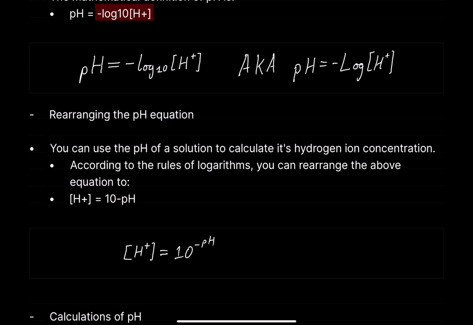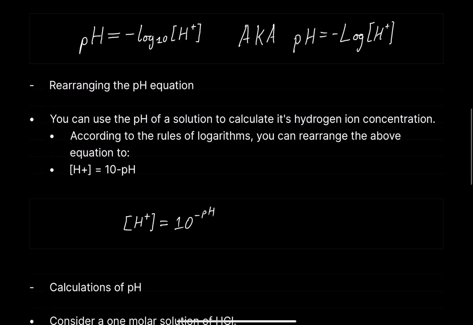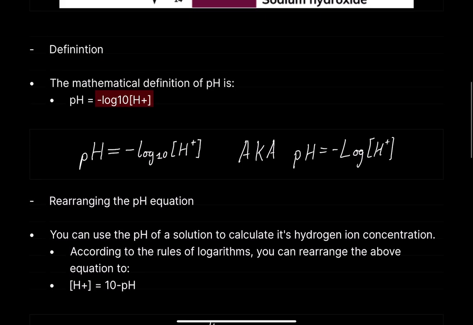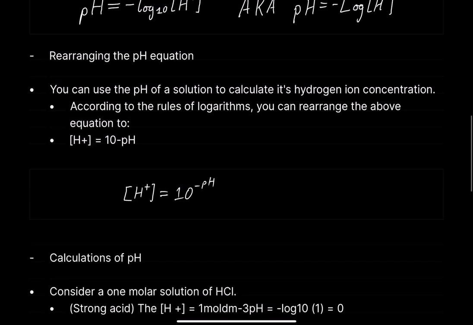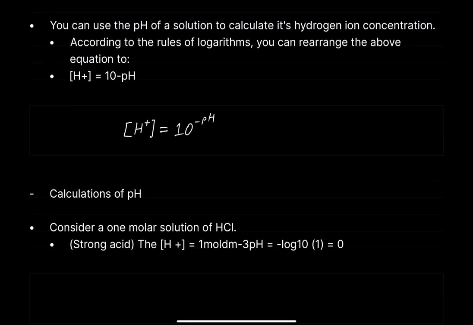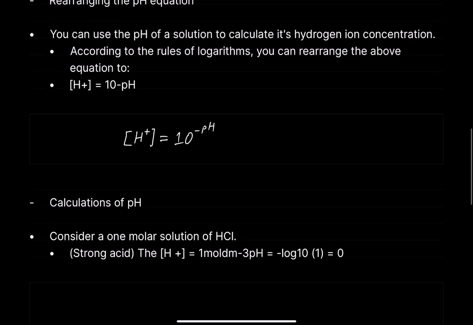So if you want to work out the H plus concentration and you already have the pH, H plus is equal to 10 to the power of minus pH. So these are two equations that you need to know. If they ever ask you about those equations, the definition of pH is just a mathematical equation, minus log base 10 of the H plus concentration. And to work out H plus concentration, it is equal to 10 to the power of minus your pH.